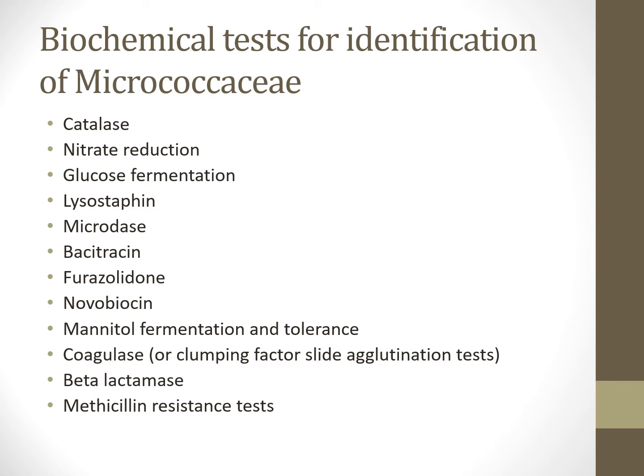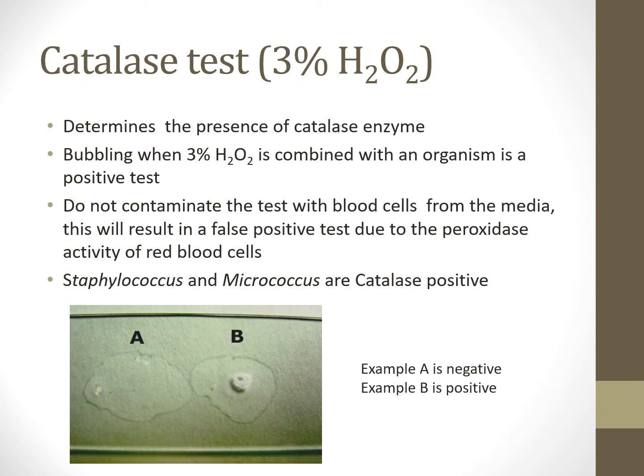So we're going to go ahead and talk about all of these tests, and these are the tests that we can use to identify our Micrococcaceae down to the genus and species level. I first want to talk about the catalase test, and the catalase test uses a reagent known as 3% H2O2, which is essentially hydrogen peroxide. The catalase test is often used to differentiate between aerobic gram-positive cocci like Staphylococcus, which is catalase positive, and Streptococcus, which are catalase negative. It determines the presence of the catalase enzyme.